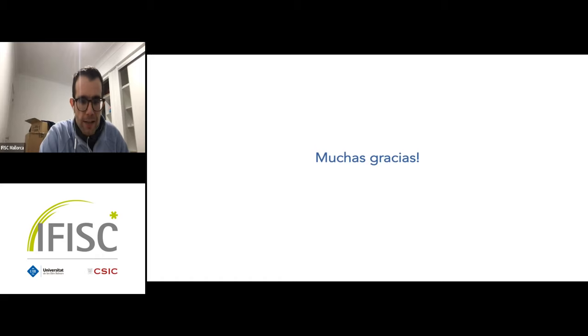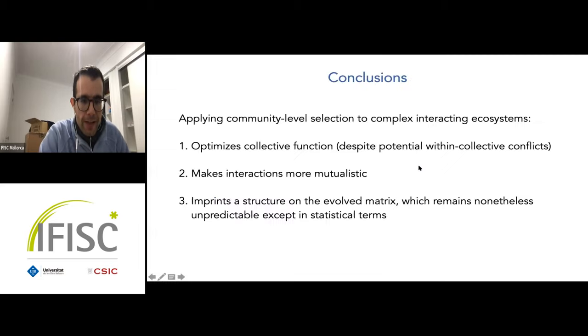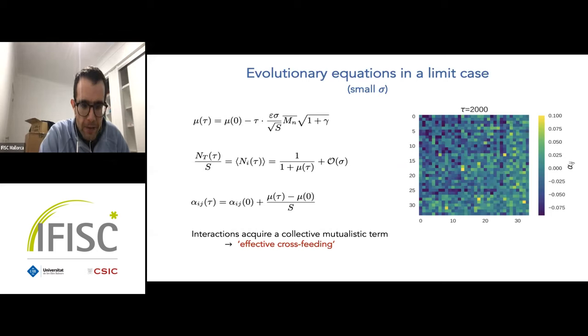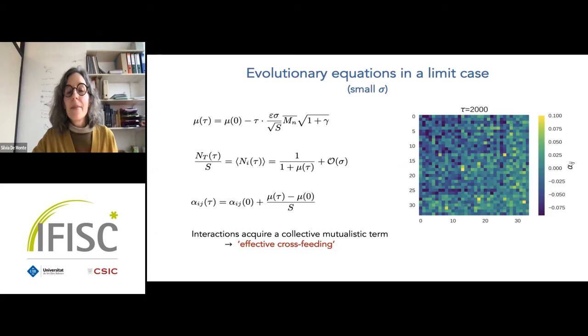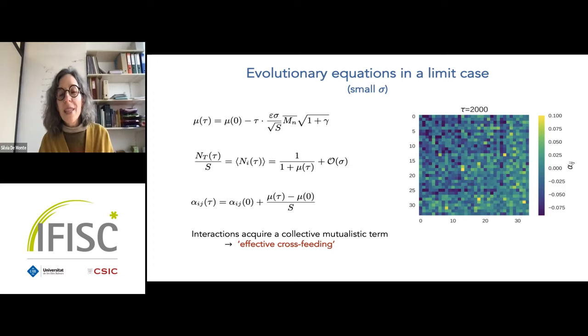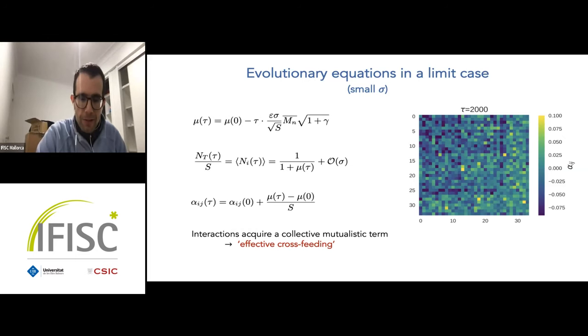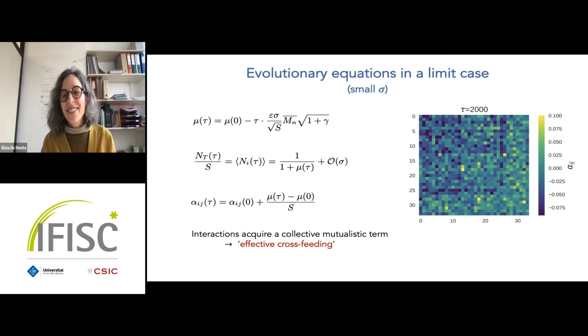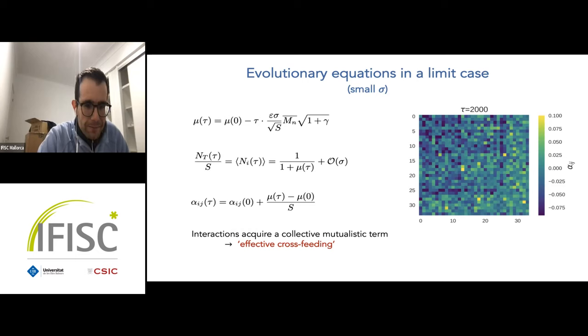So I had one. Towards the end, there was a slide where this quantity mu decreased linearly in time. I assume this is the mean of these matrix elements, right? Yeah. So why is that? So this means that the system becomes more competitive, right? No, it is becoming more mutualistic, because in the equations you have a minus. Ah, right, okay, sorry, I missed that. Trivial issue.